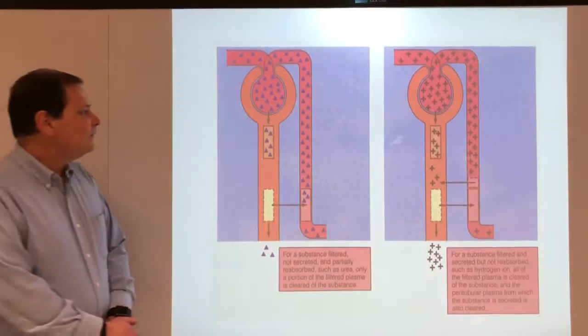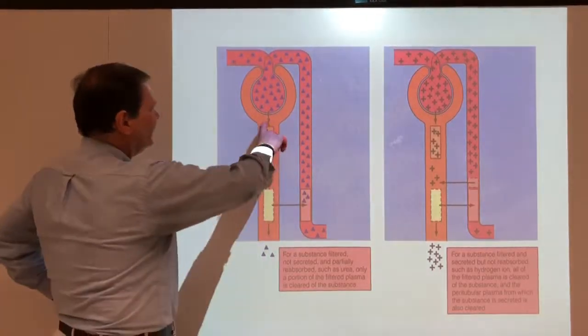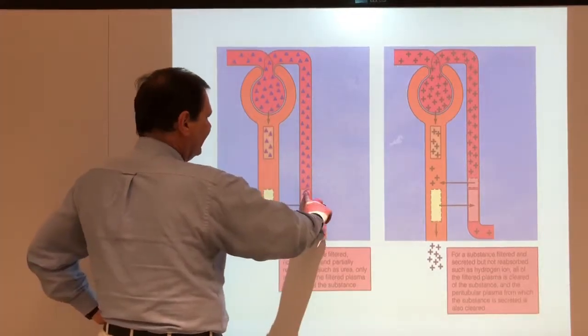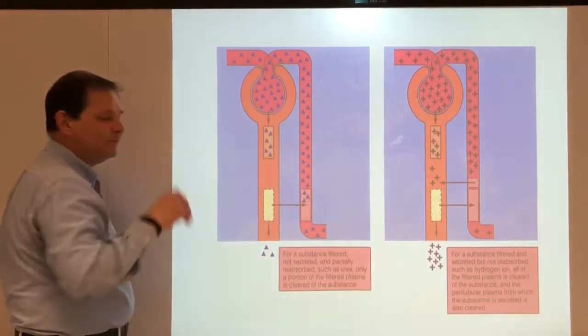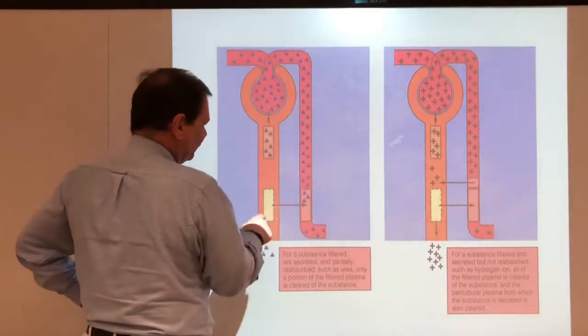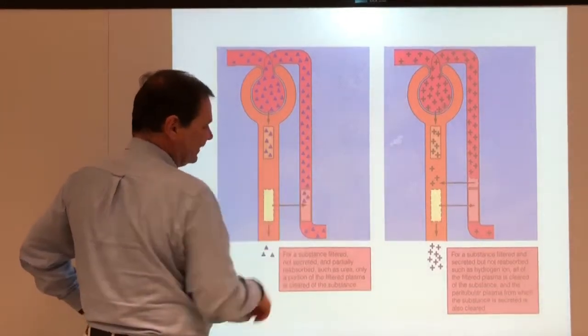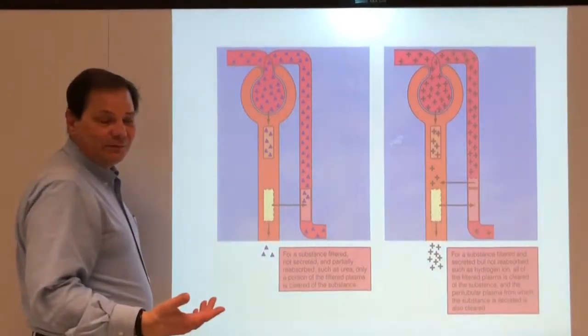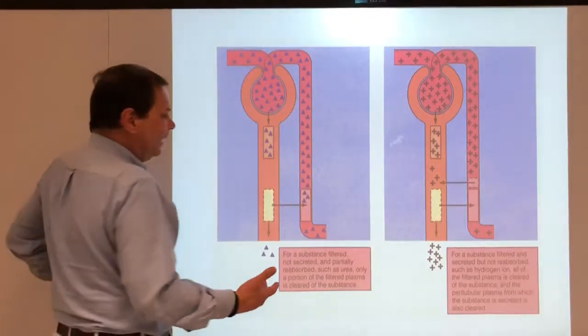So let's look at, we already said that if all we do is filter and we don't do anything else, the amount that we've cleared is equal to the amount of plasma that we filtered. Okay, because this is 6 dots worth, we actually cleared 6 dots worth of plasma, and that is the amount that we excreted if all we did was filter, okay?